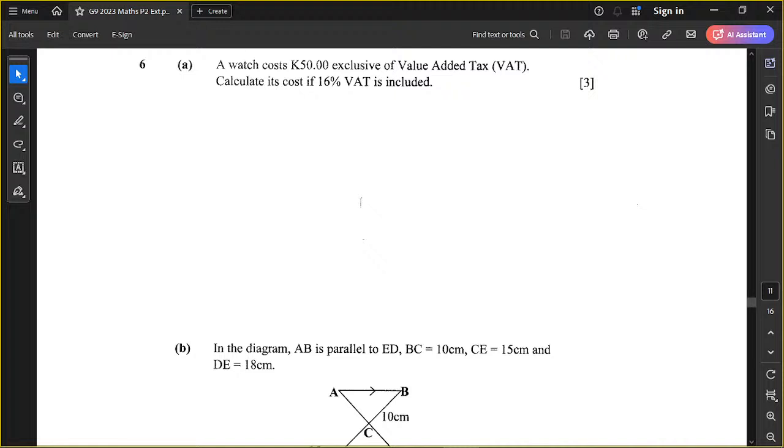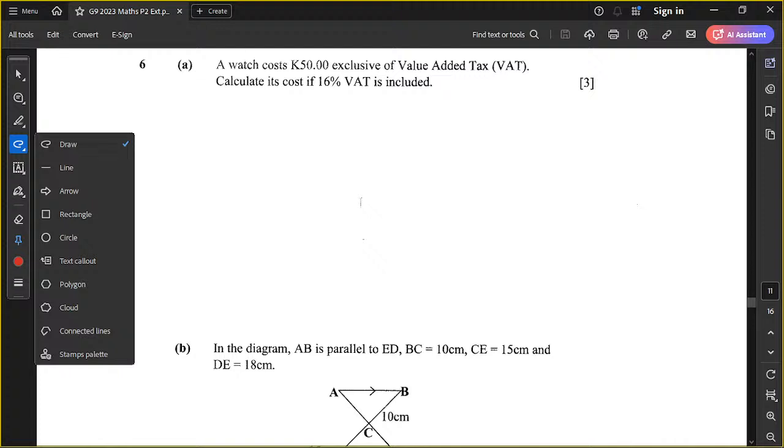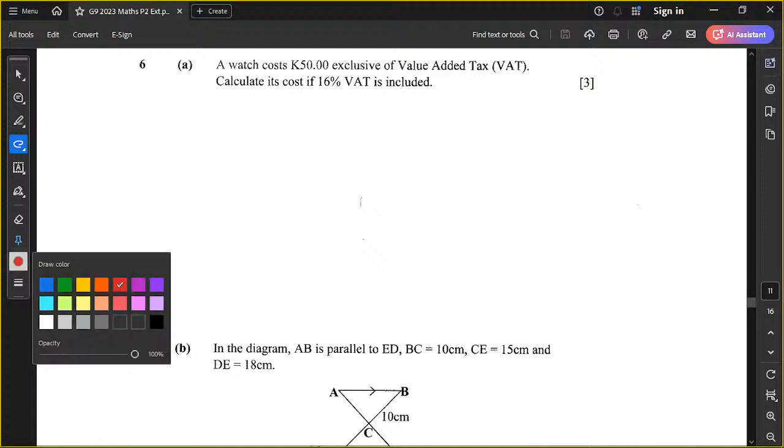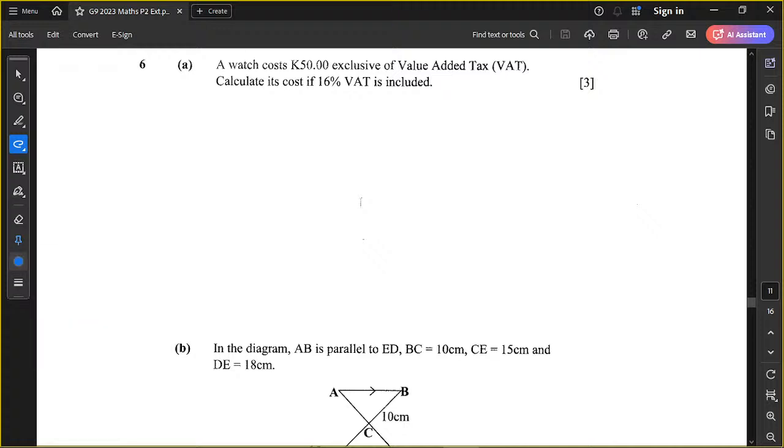Okay, let's start solving question 6a. The question is, a watch costs 50 kwacha exclusive of VAT, or exclusive of value added tax. Calculate its cost if 16% VAT is included. So the cost of the watch is 50 kwacha without VAT.